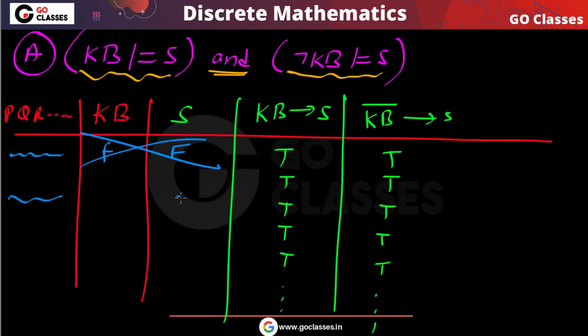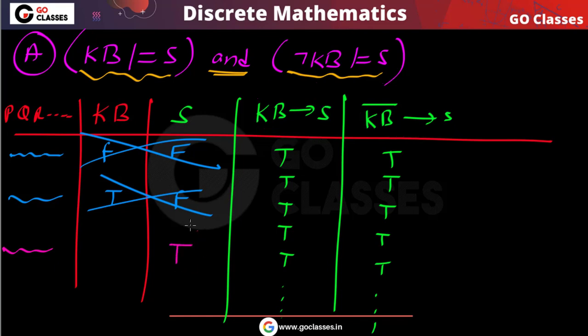Now let's see, is it possible that s is false and the knowledge base is true? Think about it. For any row in the truth table, is it possible? This is also not possible, because in this situation, for this row of the truth table, this will become false. So this is also not possible. The only thing, remember, s cannot be false. So s can never be false.